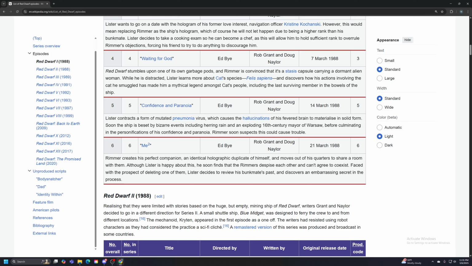Episode 6, Me Squared, directed by Ed Bye, written by those two, and aired first on 21st March of 1988. Rimmer creates his perfect companion, an ideal holographic duplicate of himself, and moves out of his quarters to share a room with them. Although Lister is happy about this, he soon finds that the Rimmers despise each other and can't agree to coexist. Faced with the prospect of deleting one of them, Lister decides to review his bunkmate's past and discovers an embarrassing secret in the process.